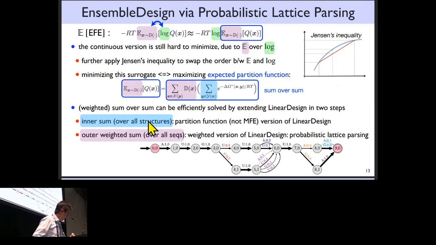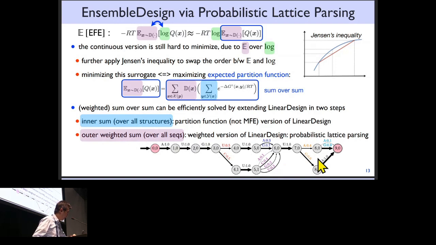And then this weighted sum, so we need to extend linear design in two different ways. The first extension is for the inner sum. The inner sum is relatively easy over all structures. That's the partition function idea. So you just basically replace the linear fold in linear design by linear partition. So it's a partition function version instead of just the MFE structure. The outer sum is relatively novel. It's a weighted sum over all sequences in the distribution. So we just need a weighted version of linear design. That's probabilistic lattice parsing. In the previous lattice parsing, everything is uniform, but now we have a probabilistic distribution. So it's just probabilistic lattice parsing.